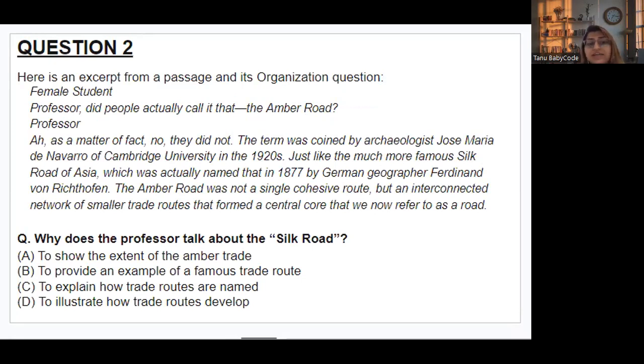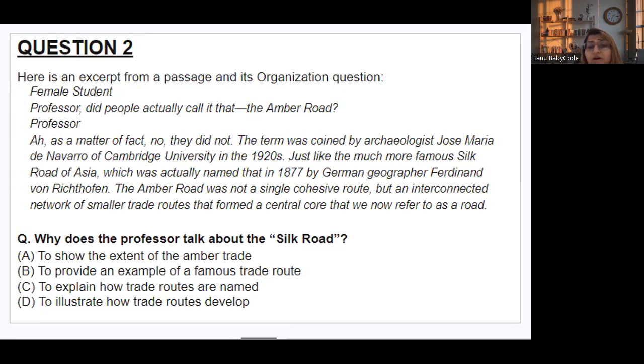So, the female student said, Professor, did people actually call it that? The Amber Road? The professor said, as a matter of fact, no, they did not. The term was coined by an archaeologist, Jose Maria de Navarro of Cambridge University in the 1920s. Just like the much more famous Silk Road of Asia, which was actually named that in 1877 by German geographer Ferdinand von Richthofen, the Amber Road was not a single cohesive route, but an interconnected network of smaller trade routes that formed a central core that we now refer to as the route.